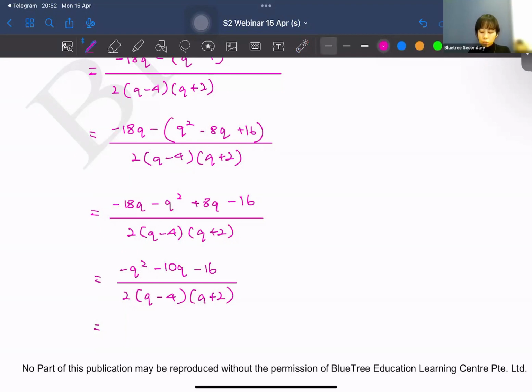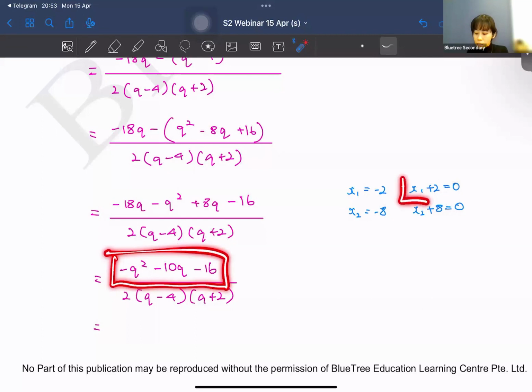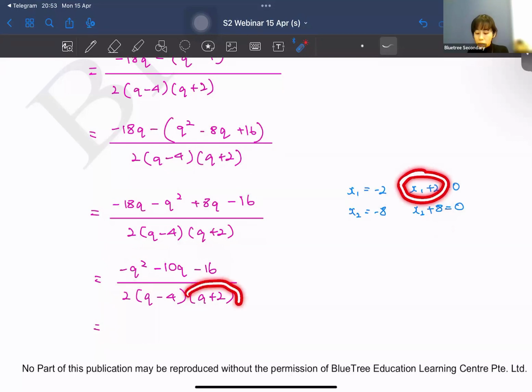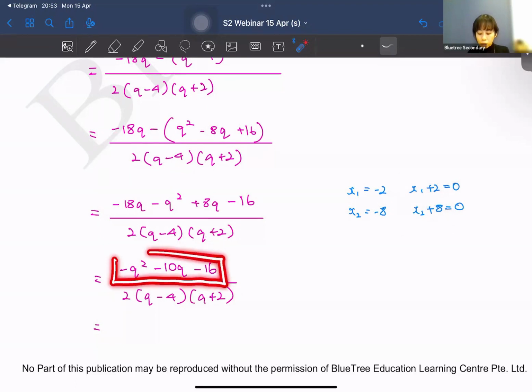What your calculator is going to give you is x1 equals -2 and x2 equals -8. If you were to unsolve for x, your x1 plus 2 will be equal to 0 and your x2 plus 8 will be equal to 0. So essentially your two factors for your numerator are x plus 2 and x plus 8. Do you notice that x plus 2 is essentially the same as q plus 2? Meaning to say you need to do an extra step to factorize your numerator. But please don't just use the calculator to help you double check.